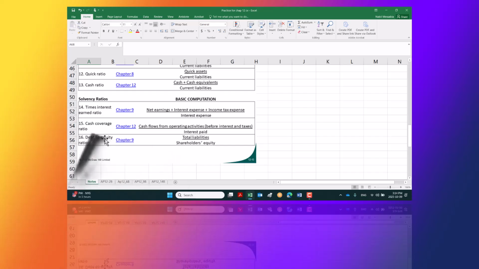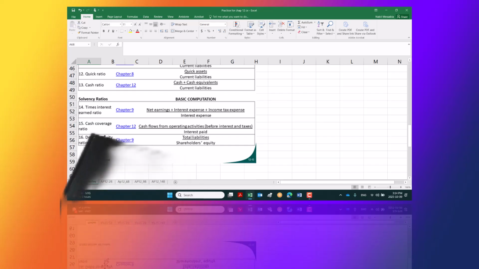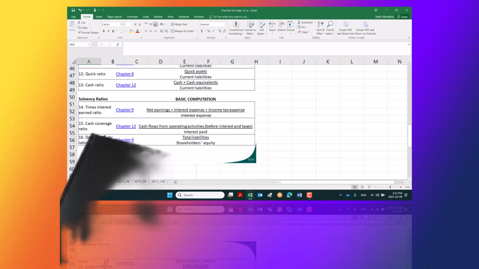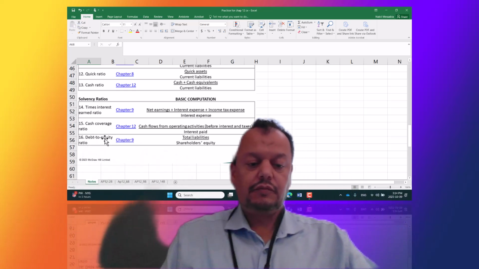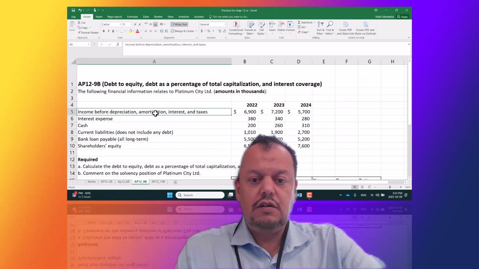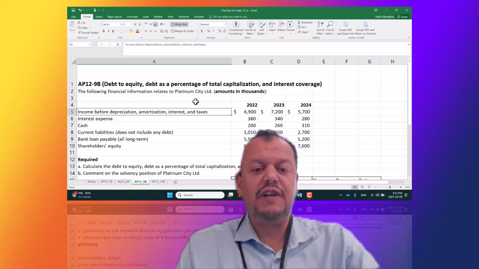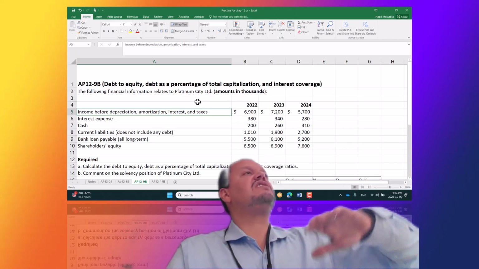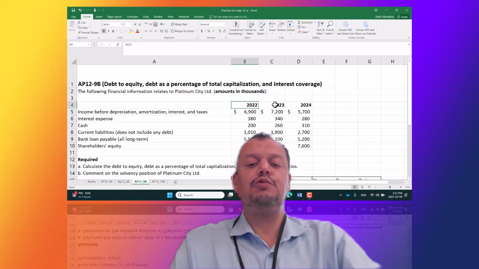Cash coverage ratio is the cash flow from operating activities, which is in the cash flow statement, divided by interest paid. And the debt to equity ratio is total liability, which means short term and long term, current and non-current, divided by the shareholders' equity. So, what is required here? We have the following financial information relating to this company. Again, this is a cross-time comparison: a single company, 3 years, 22, 23, 24.